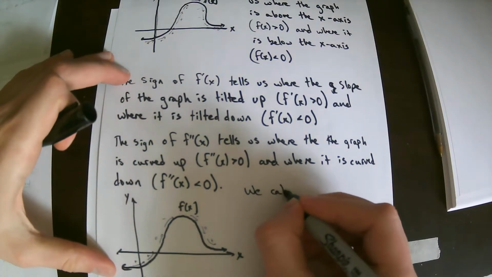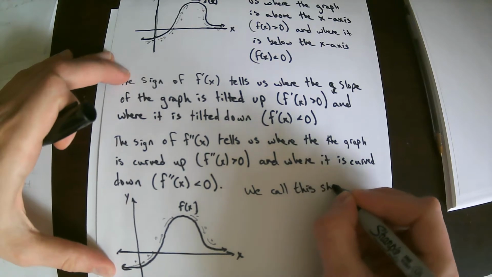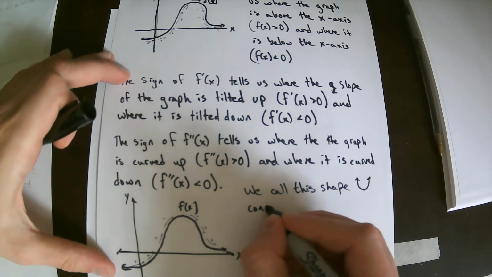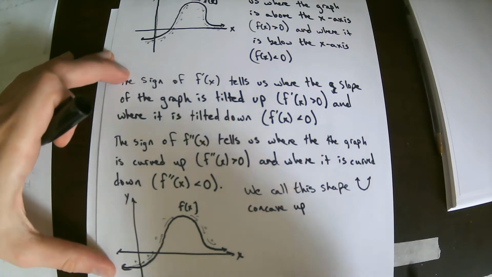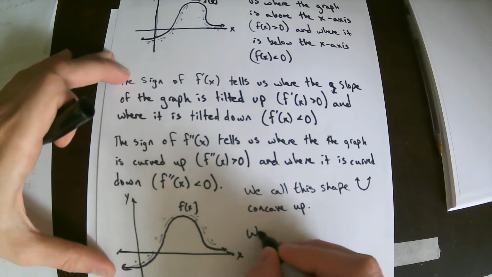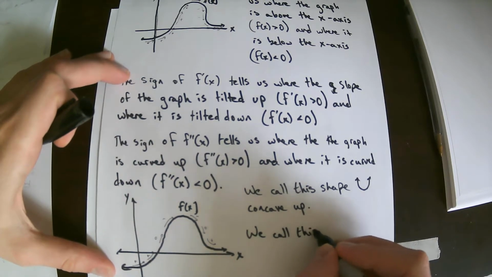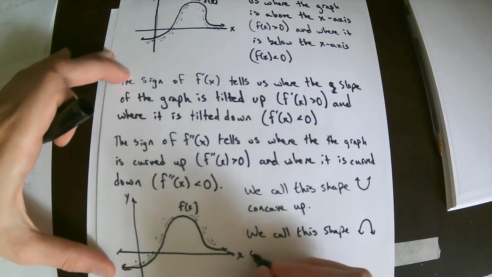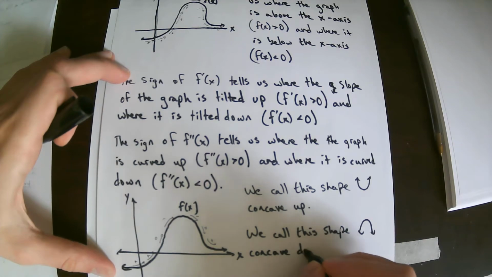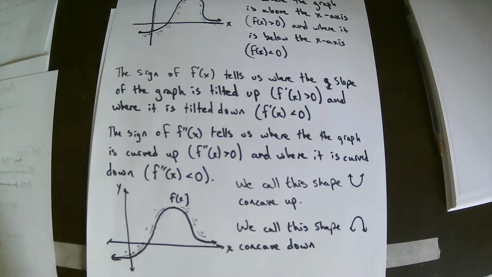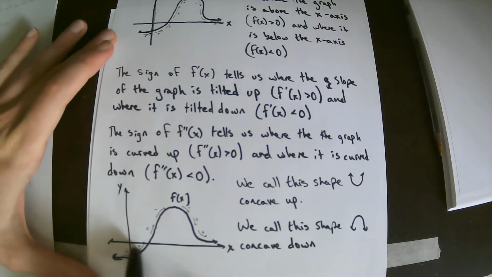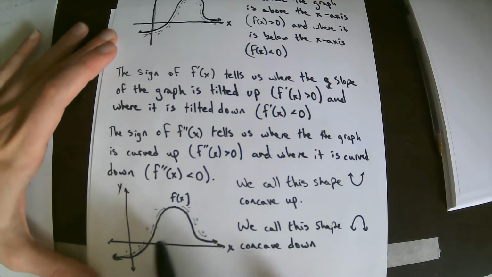We call this shape concave up. We say concave up. We call this shape concave down. So this would be positive concavity, or we could just say this part of the graph is concave up, then it becomes concave down, then it's concave up again.